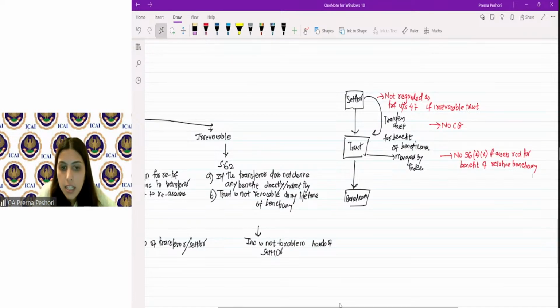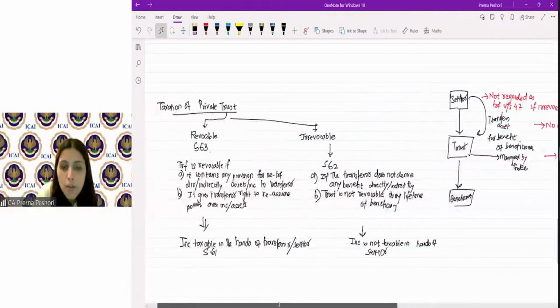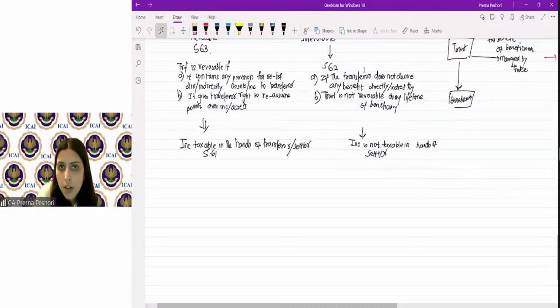Now understand, in case of irrevocable trust, how the taxability will function. Now again, the irrevocable trust can be of two types. One is specific, another is the discretionary trust. There are two types of trust.